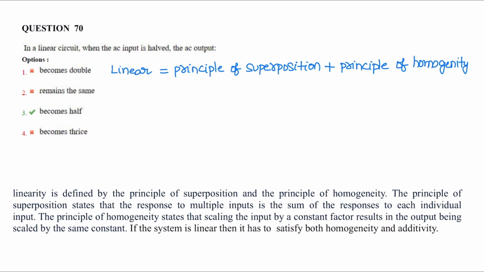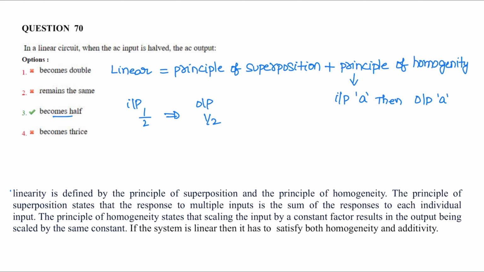Next question. In a linear circuit, when AC input is halved, then what about the output? So we know that a system or circuit is linear if it satisfies the principle of superposition as well as the principle of homogeneity. The principle of homogeneity states that if the input is scaled by a times, then the output is also scaled by the same amount, that is a times. So here the input is halved. For a linear circuit, the output also gets halved. Output will become half. So correct option is 3.